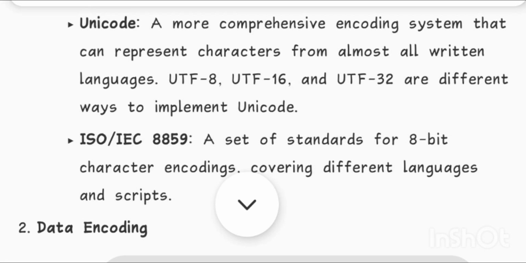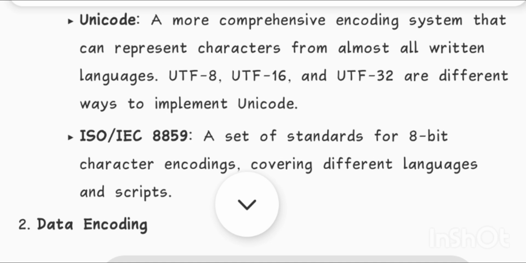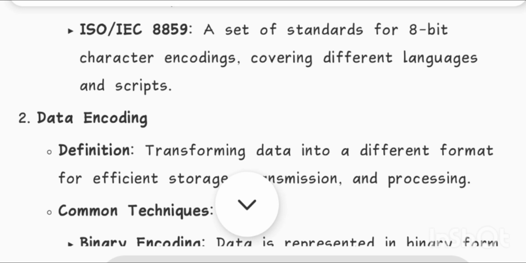Unicode, a more comprehensive encoding system that can represent characters from almost all written languages. UTF-8, UTF-16, and UTF-32 are different ways to implement Unicode. ISO/IEC 8859, a set of standards for 8-bit character encodings, covering different languages and scripts.